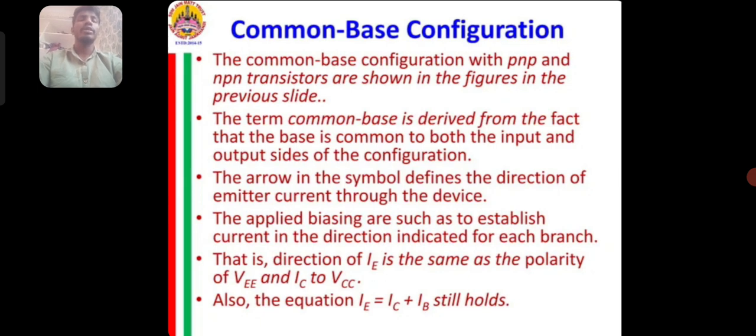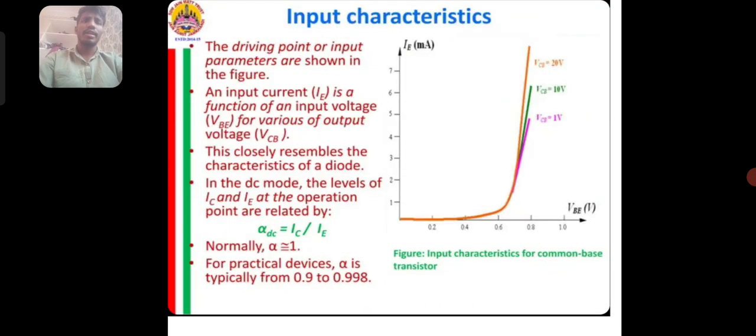The arrow in the symbol defines the direction of the emitter current through the device. The applied biasing is such as to establish current in the direction indicated for each branch. The direction of IE is the same as the polarity of VEE, and IC to VCC. Also, the equation IE is equal to IC plus IB still holds. And next, input characteristics. The driving point or input parameters are shown in the figure. An input current IE is a function of an input voltage VBE for various output voltages VCB.